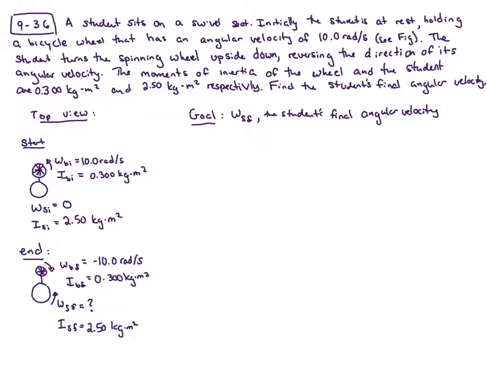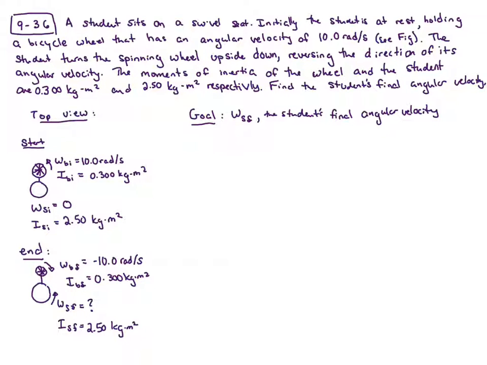Right, so one of the critical things with these angular problems is sorting through all the variables and realizing that angular velocity is omega and moment of inertia is I, and all of these have little i's on them because they're initial. And B is for bicycle tire and S is for student. Okay, and at the end we have a different situation. The bicycle tire is spinning the opposite direction, so it was going counterclockwise, now it's going clockwise, so it has negative 10 radians per second as its angular velocity. Its moment of inertia hasn't changed.